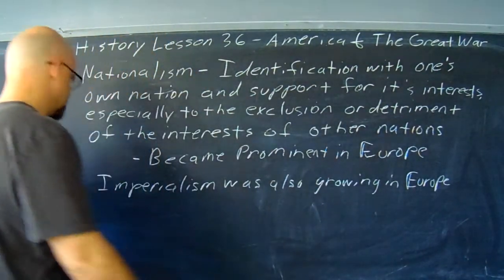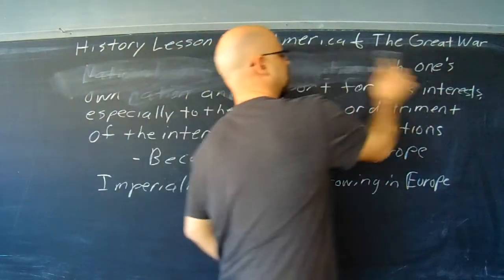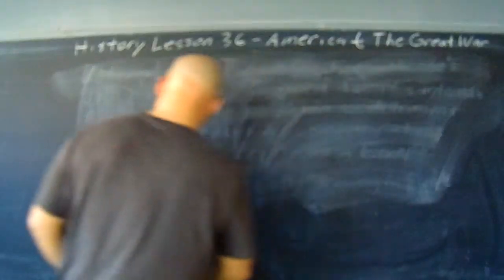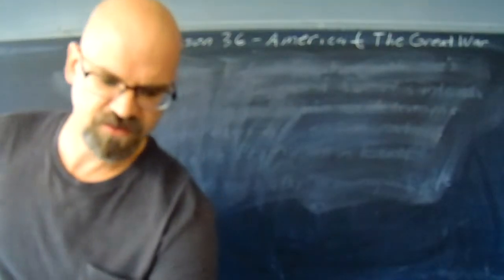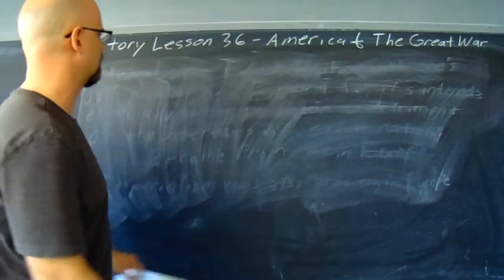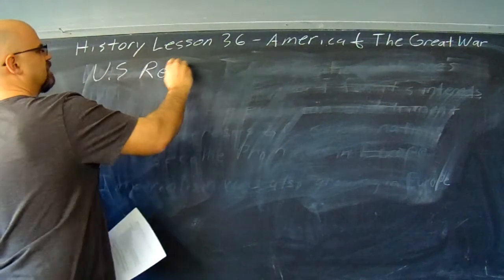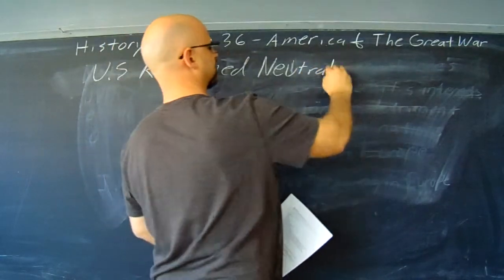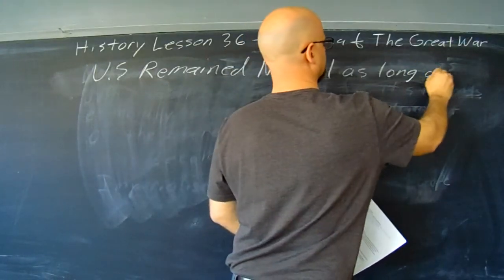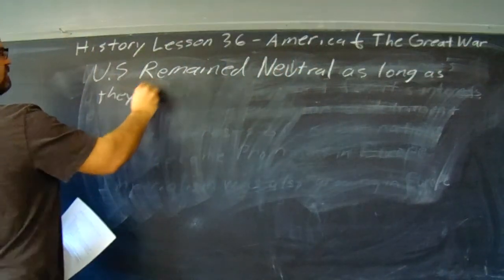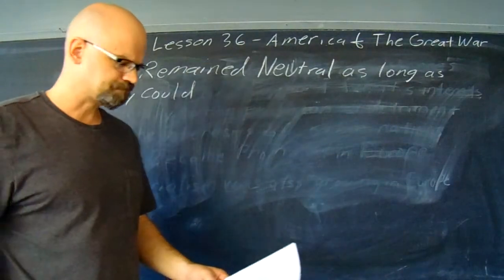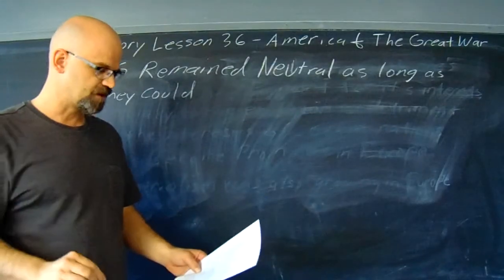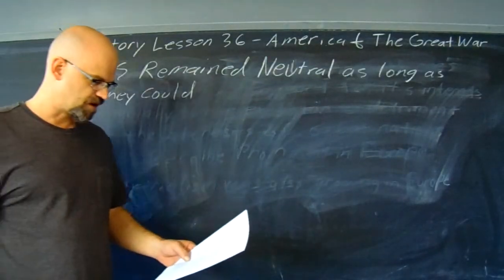What part does the U.S. have to play in all of this? The Americans did not want to get involved in the war, so the U.S. remained neutral as long as they could. President Woodrow Wilson was determined to keep the U.S. out of this. He did not want to get involved.